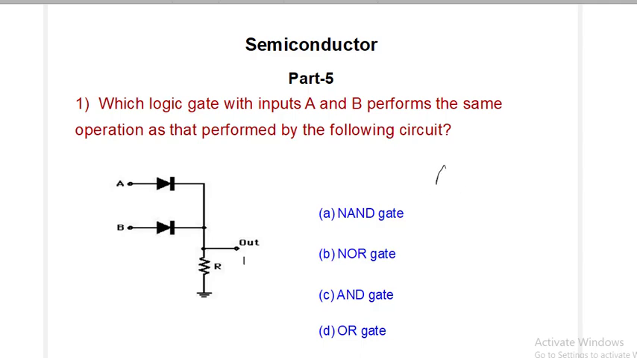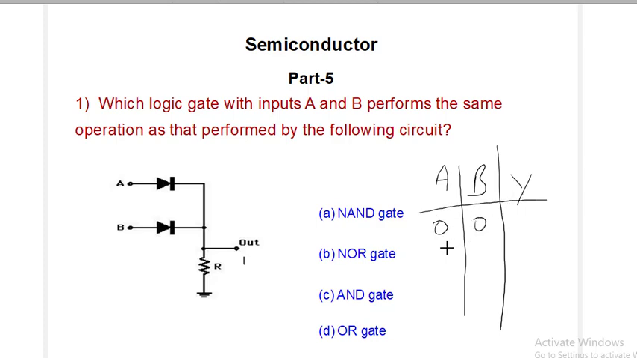So I will write these combinations here: A, then we have B, and then we have output. Let us take output as Y. So the four combinations are 0 0, 0 1, 1 0, and finally 1 1. What happens when we give 0 0 inputs? Because inputs are 0 0, both the diodes won't conduct, both go in reverse bias, so neither conducts, so output is 0. So here we have 0.